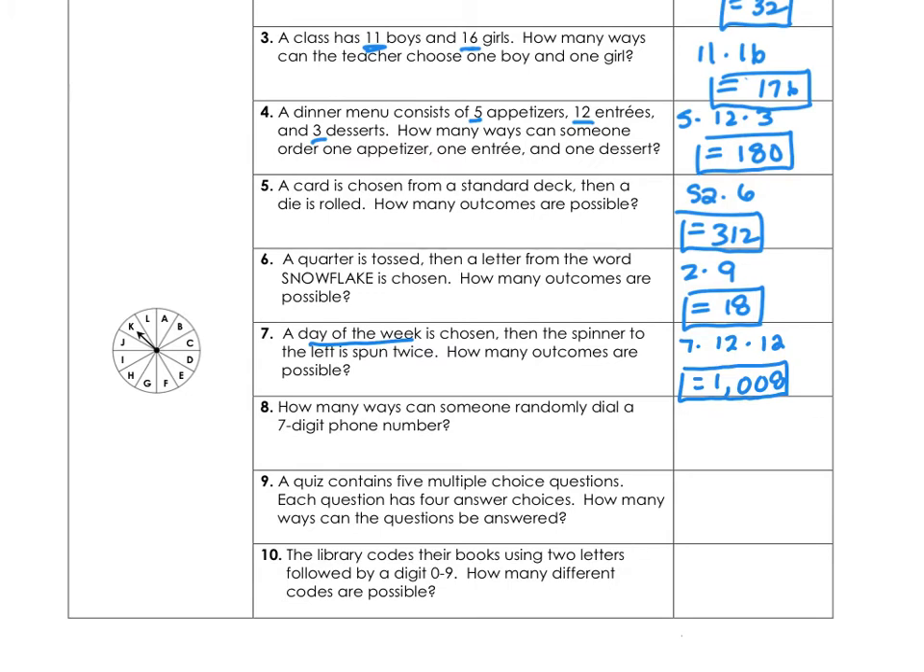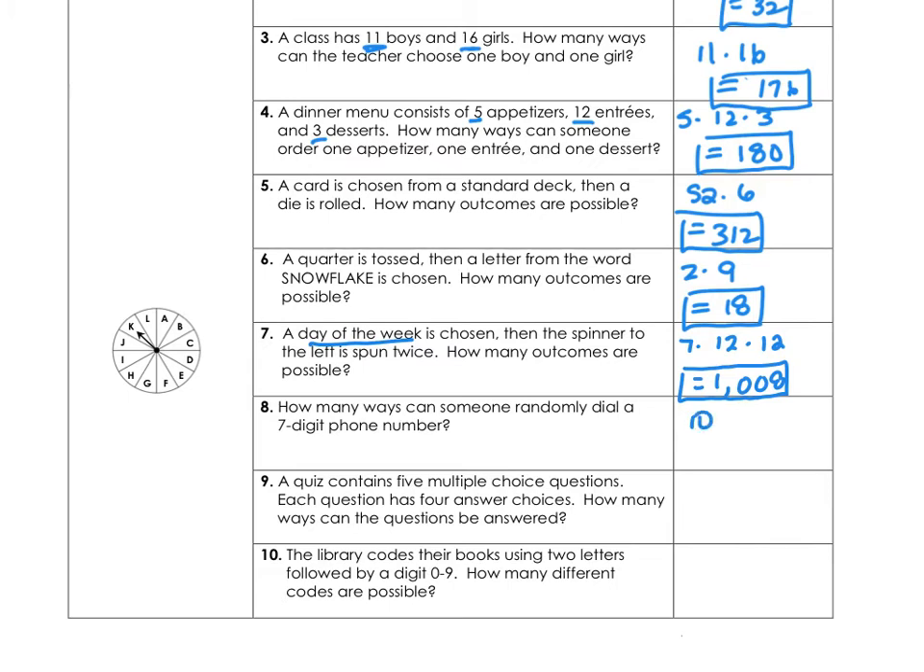All right. How many ways can someone randomly dial a 7-digit phone number? Oh my gosh, you guys. So this one's a little bit different, because first of all, how many digits are there? If you count, you have 0, 1, 2, 3, 4, 5, 6, 7, 8, 9. So there are actually 10 digits. 0 does count as a digit, right?